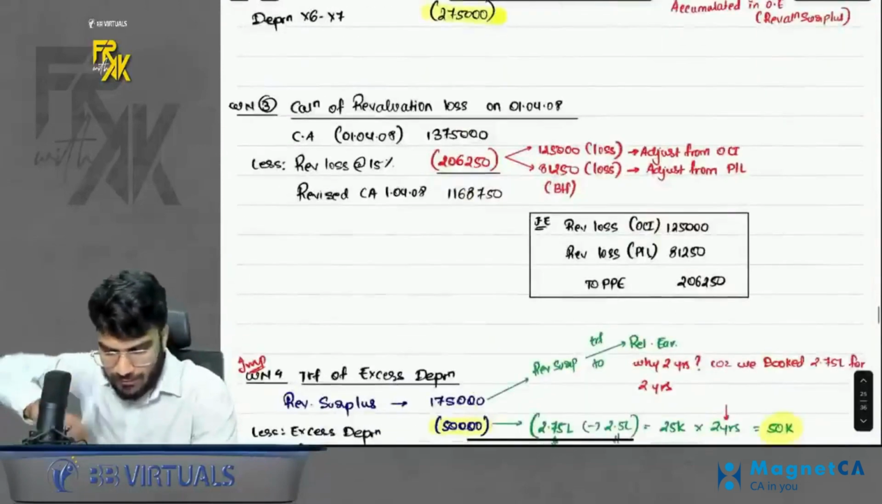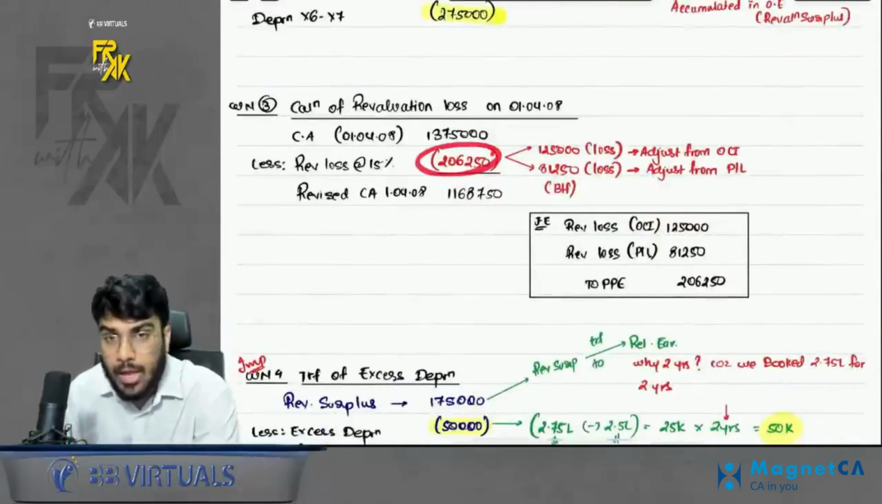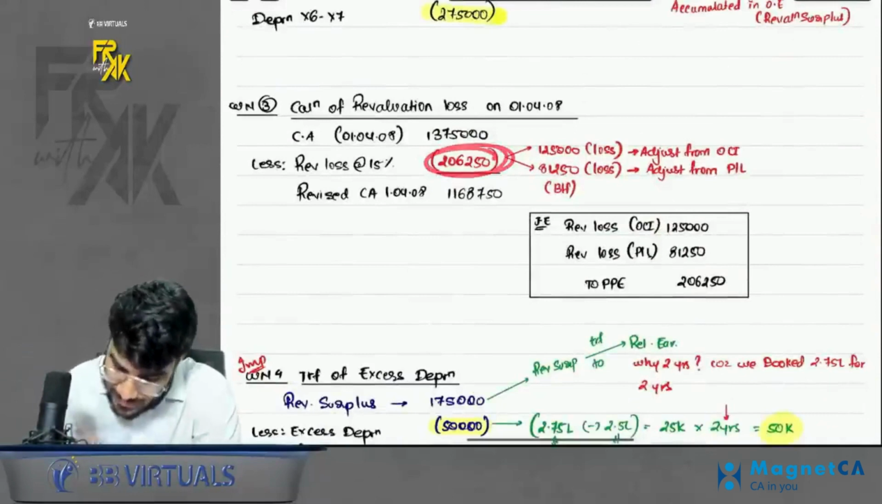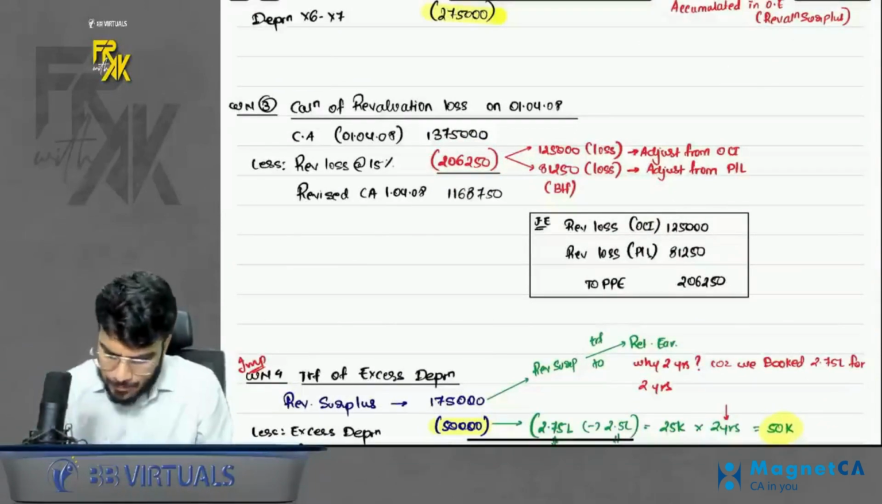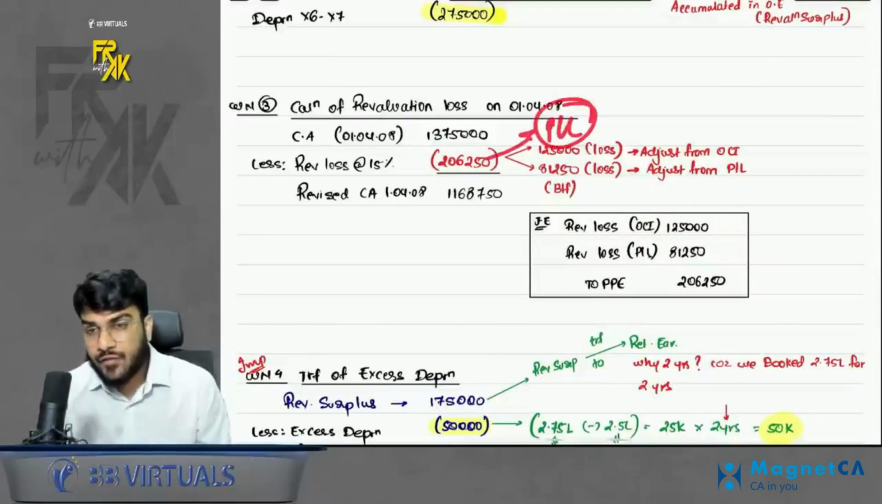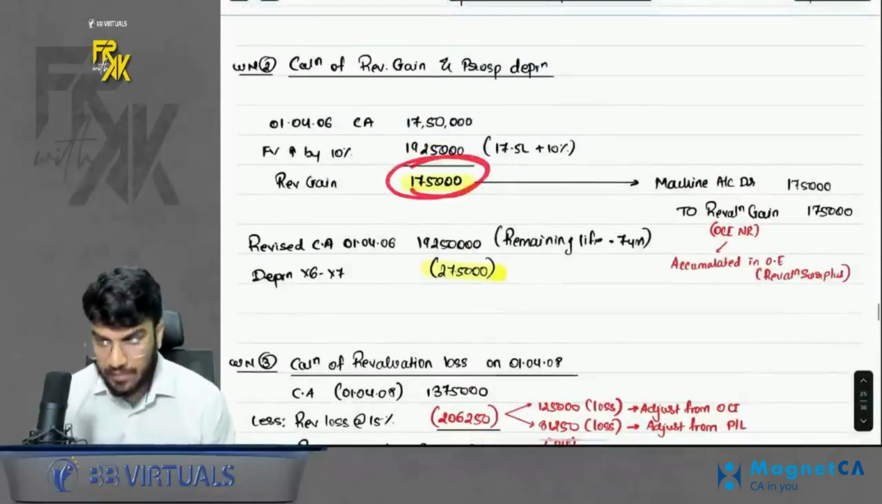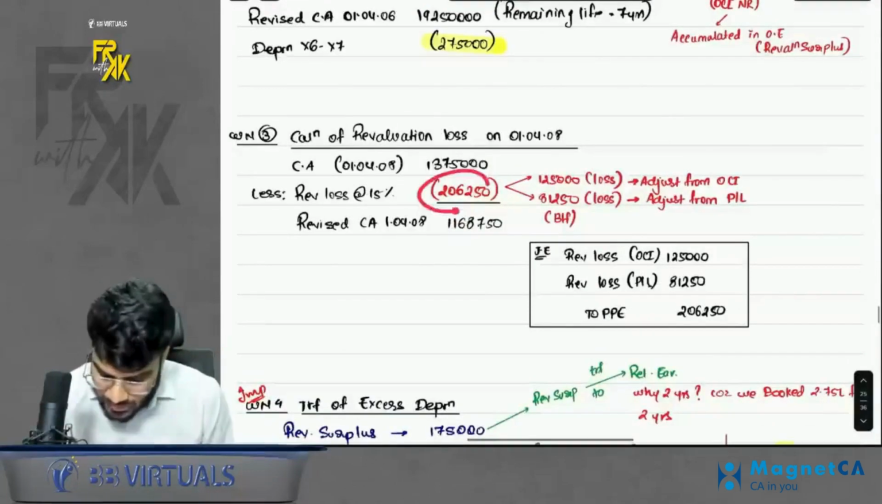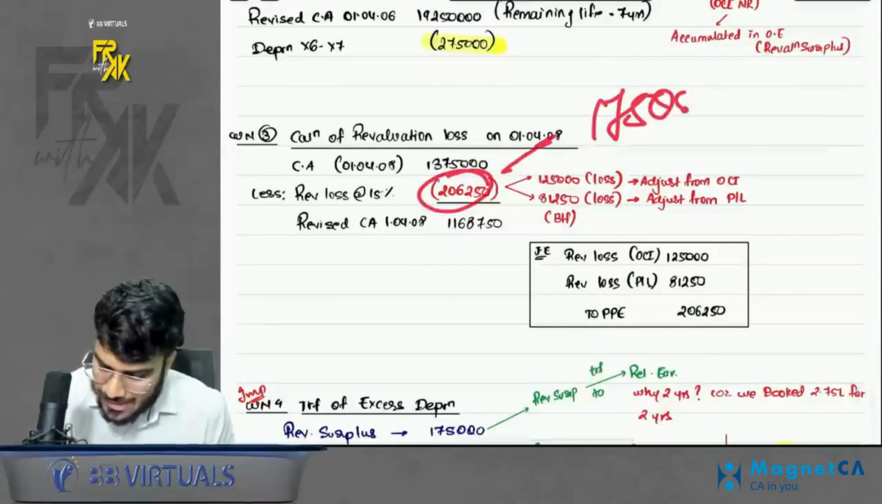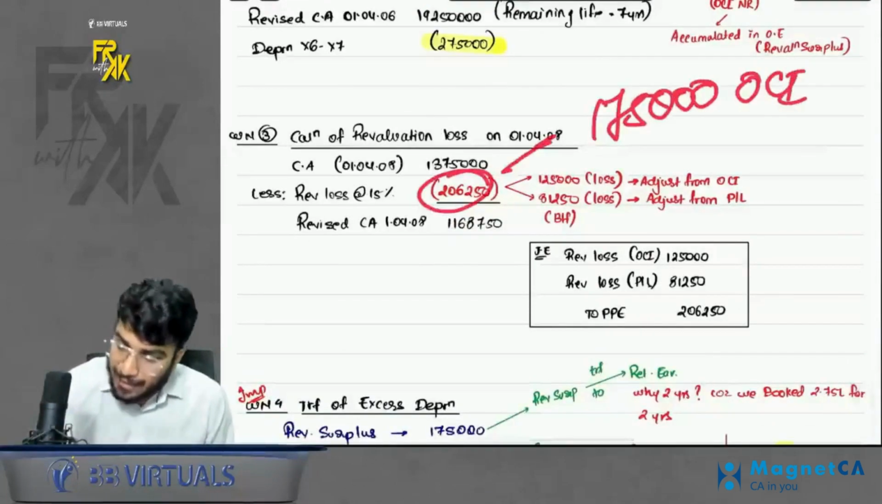Then there was a revaluation loss. So we found the loss amount. Now, where will this loss get transferred is the important aspect. So ideally, you will say profit and loss. The answer is no. We are having a gain also previously. How much gain did we have? 1,75,000. So you will say that, sir, out of this 1,75,000 will be transferred to OCI, remaining profit and loss. But that is also the wrong answer.